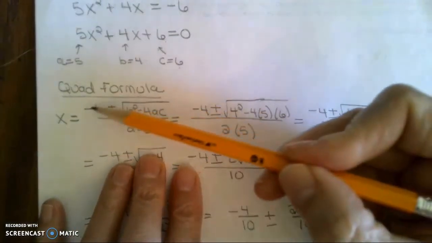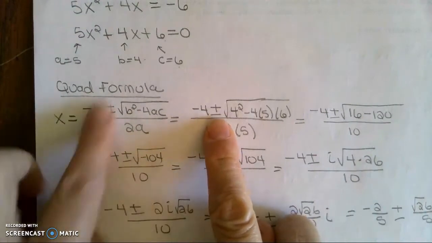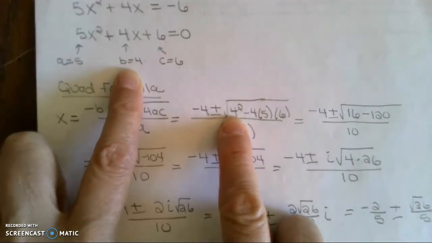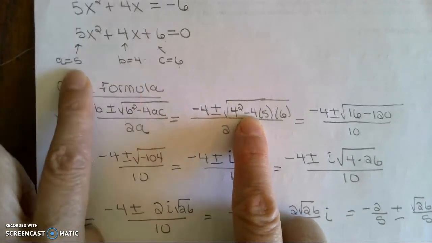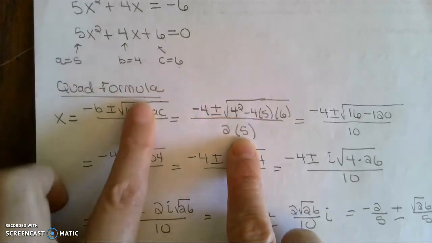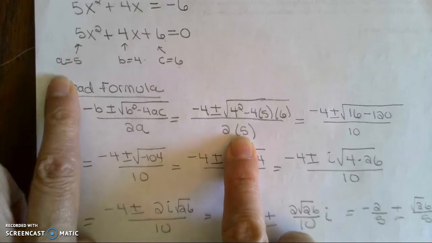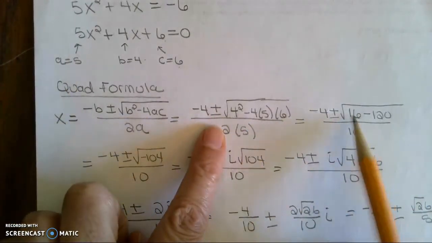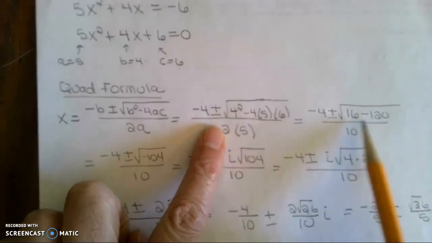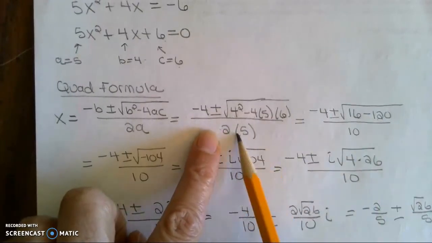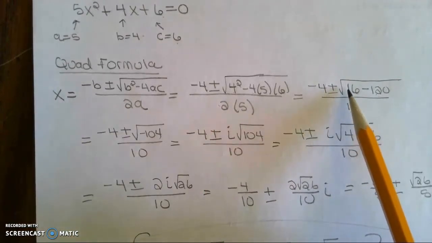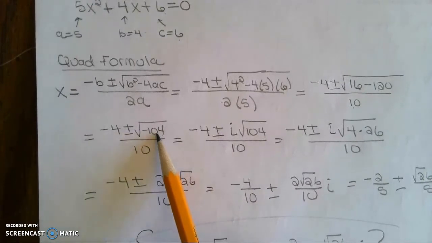So here's the quadratic formula. It's -b plus or minus the square root of b squared minus 4 times A times C, all over 2 times A. Okay, so inside the radical, 4 squared is 16, 4 times 5 times 6 is 120, and 2 times 5 gives me 10. So now just working inside the radical, if I subtract these two, I get -104.